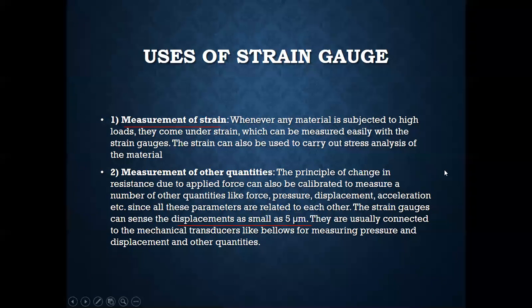Measurement of other quantities, based on the principle of change in resistance due to applied force. By applying a force, resistance is changing. Definitely it can be used for measurement of pressure, displacement, acceleration, etc. A strain gauge can sense displacement as small as 5 micrometers. They are usually connected to mechanical transducers like bellows for measuring pressure, displacement and other quantities. These are all the wide uses.